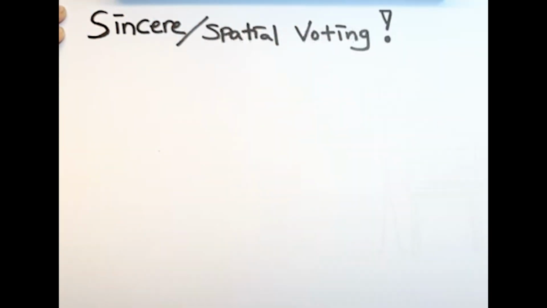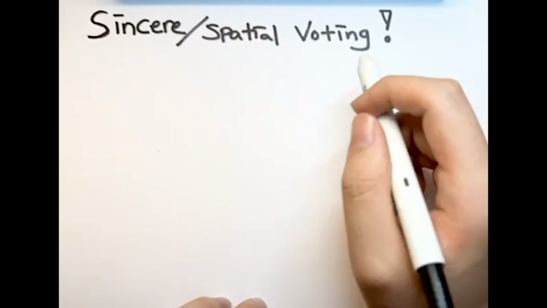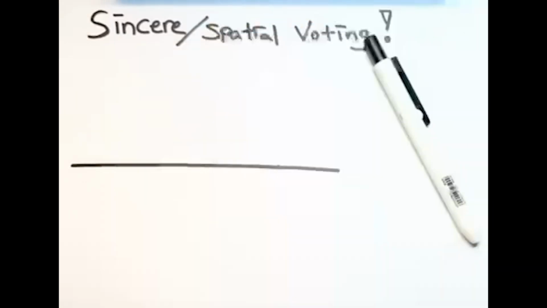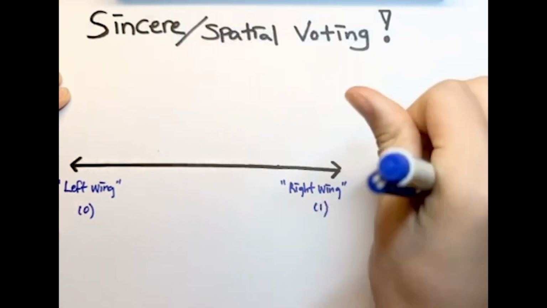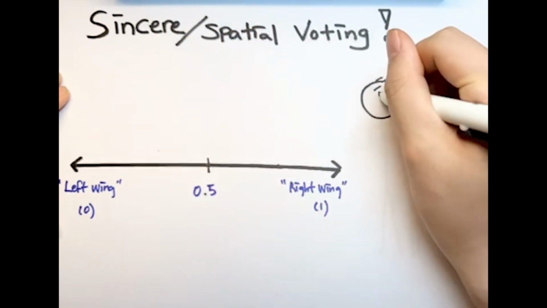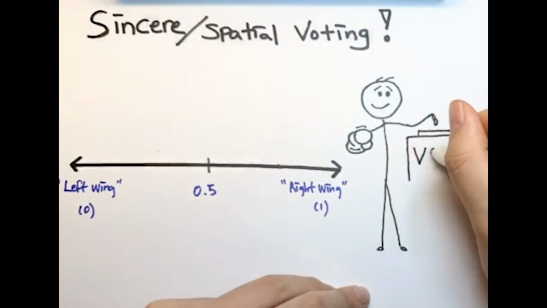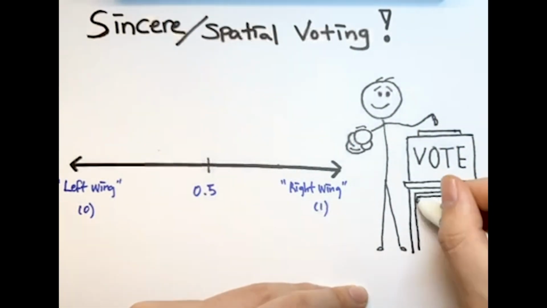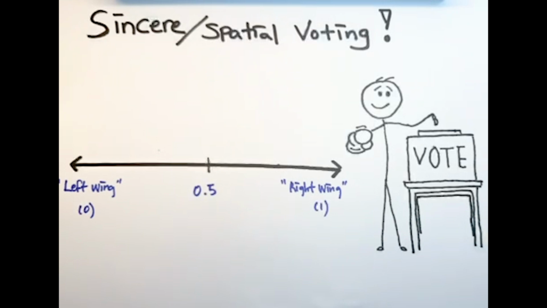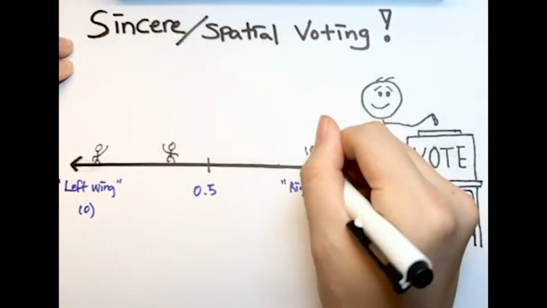spatial or sincere voting. Now, while it may seem complicated, it's not. Spatial voting simply assumes that policies are unidimensional. You either have left-wing or you have right-wing policies. As voters or parties get closer to 0, they are leaning left-wing, while if they go towards 1, they are leaning right-wing. 0.5 indicates the center, otherwise known as the median position. That's important. Voters are assumed to be uniformly spread out across the spectrum.